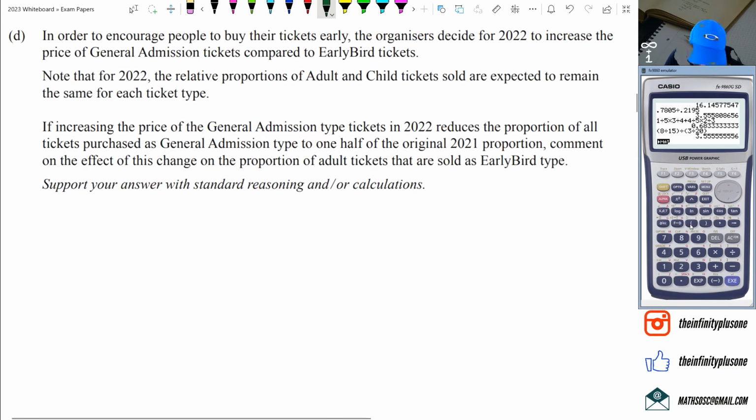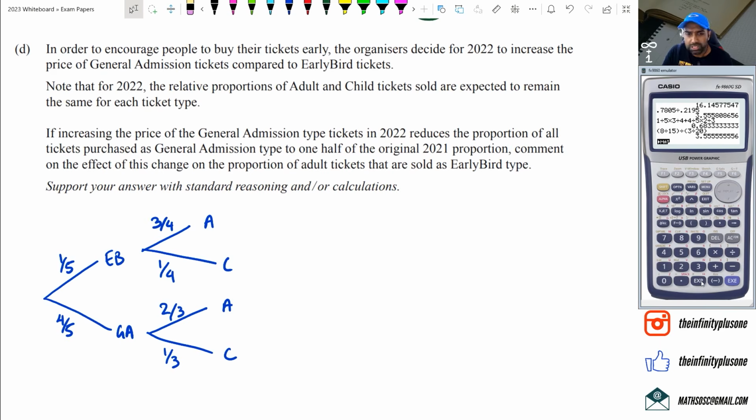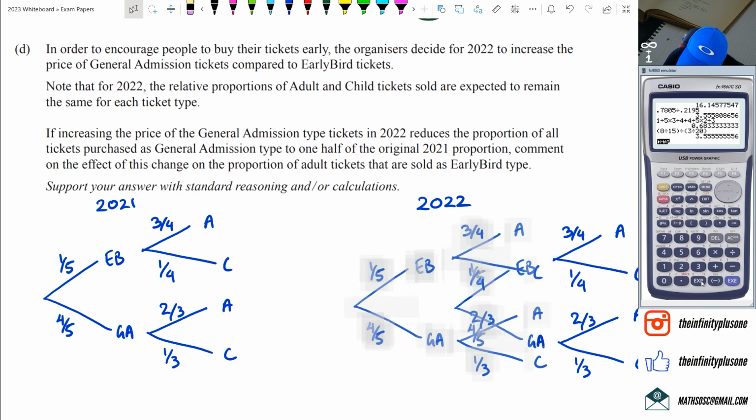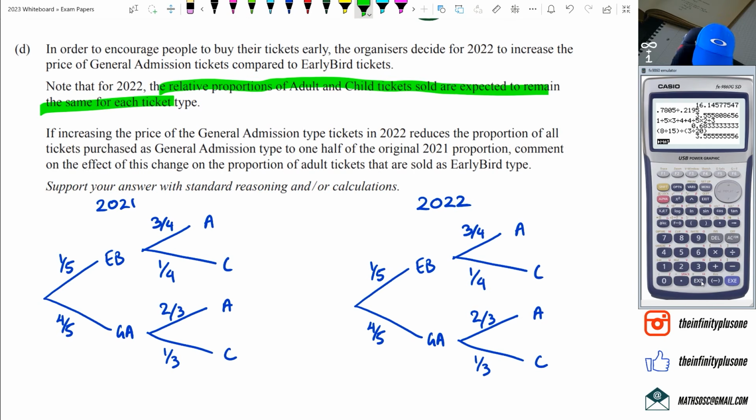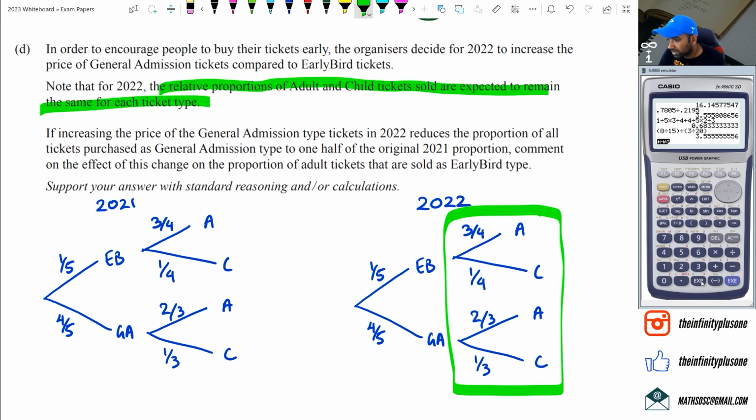Okay, next question. For this situation, there's a couple of things that are happening. Firstly, I'm going to put this as 2021, and then secondly, I'm going to put this as 2022. Now with 2022, they are actually saying the relative proportions of adults are expected to remain the same. So this part of it, we're not really going to change any of it. We're going to leave it as it is.